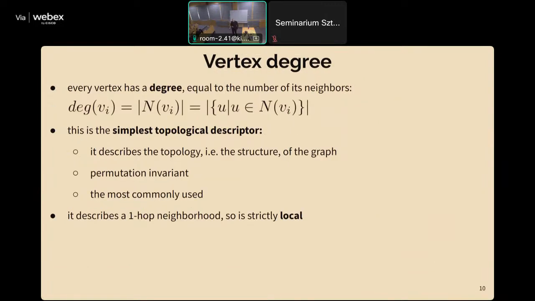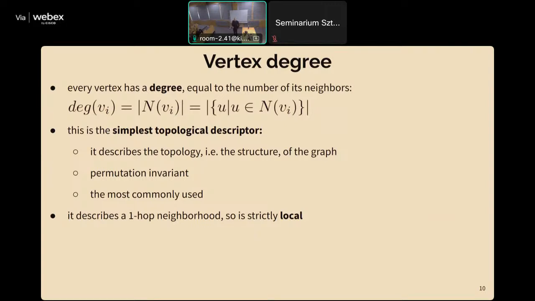But nodes have one very crucial, very basic property. They have a degree. The degree of a node is equal to the number of its neighbors, or direct neighbors. So we take this set of neighbors, the set is unordered, and the size of the set is the degree of a node. So this is the simplest topological descriptor.